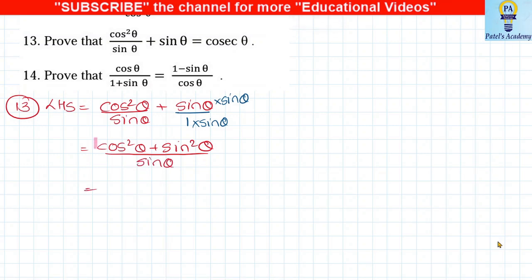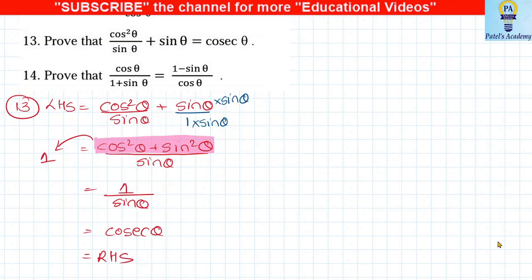Next step, what I see is the identity: sin square theta plus cos square theta is 1, upon sin theta, the inverse of sin, is equal to sec theta, that is equal to RHS. That is the 13th sum. Now let's do the 14th sum.